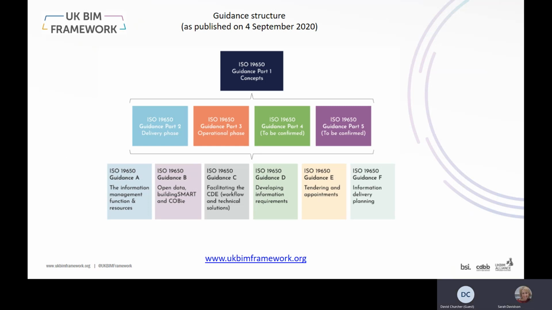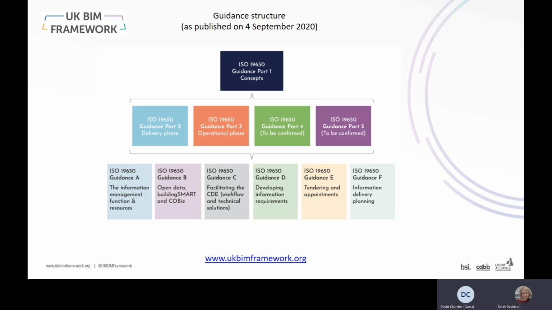Guidance D is all about information requirements. It explains the fundamentals of what they're trying to do and the details of different types of requirements with some very detailed examples. Guidance E currently covers the BIM execution plan in supporting tendering and appointment activities. It will be extended in due course with content to cover more tendering and appointment resources.